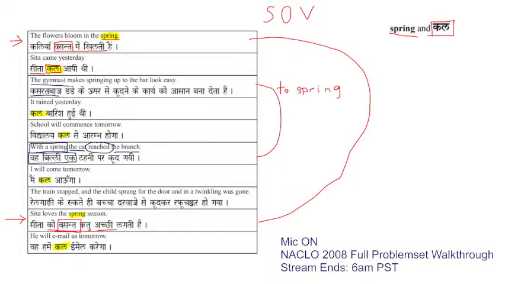Okay, let's get back to it. We've got makes springing up to the bar look easy. So springing up to the bar has to be somewhere here. We can do it.